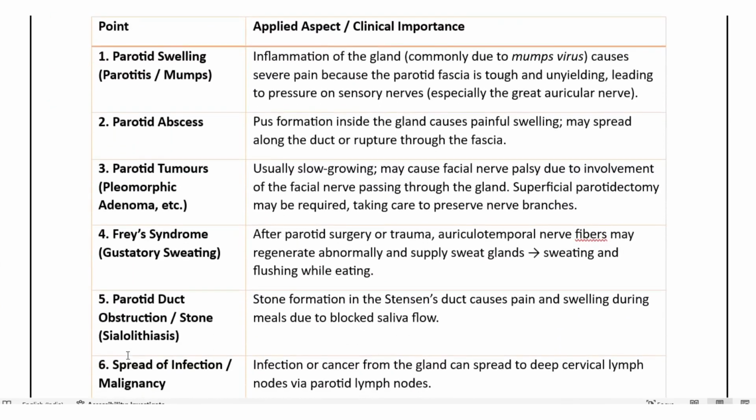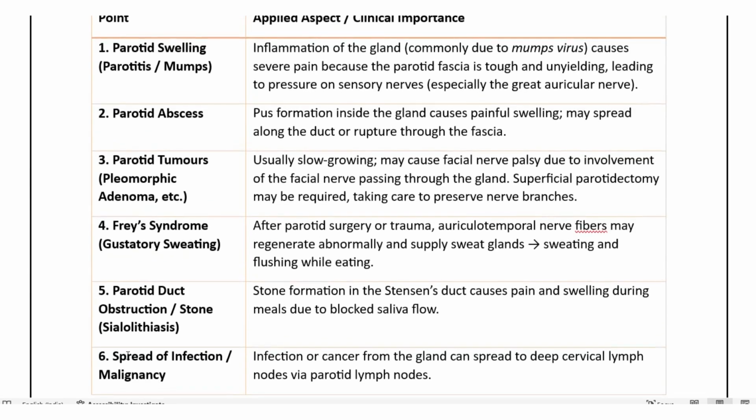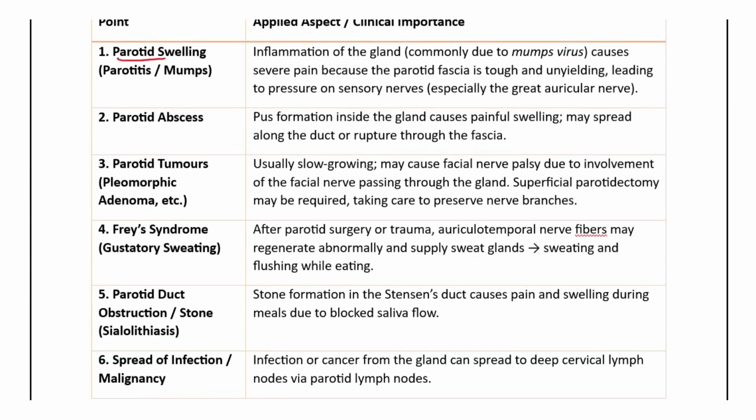Now coming to the applied anatomy. Coming to the parotid swelling, also called parotitis or mumps. Okay, it's the inflammation of the gland which is commonly due to the mumps virus, which may cause severe pain because the parotid fascia is tough and unyielding. It means it's very securely or tightly attached, which will lead to pressure on the sensory nerve, which will cause the pain.